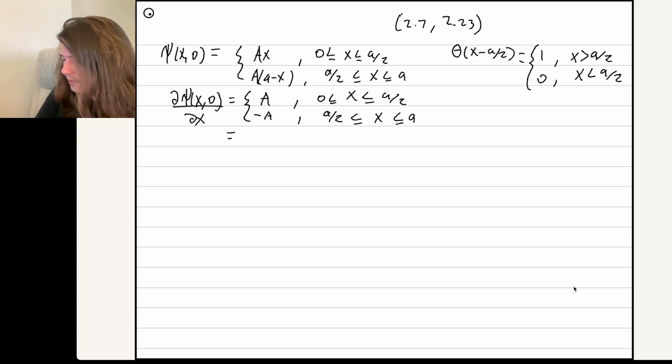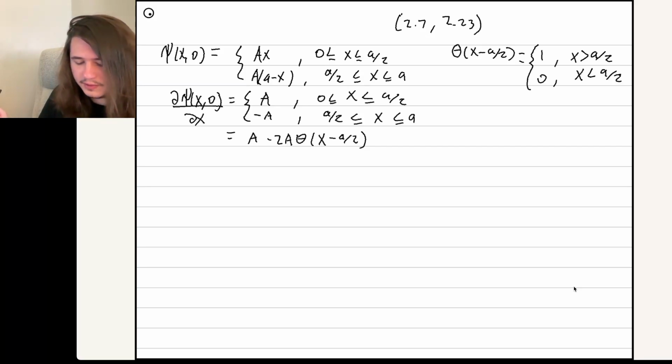So we know that for x less than a over 2, we want the result to be a, so let's just write a. And then we want it to be minus a when the Heaviside function turns on. So we'll do minus 2a so that it's minus a when it turns on, and it's x minus a over 2, like that.